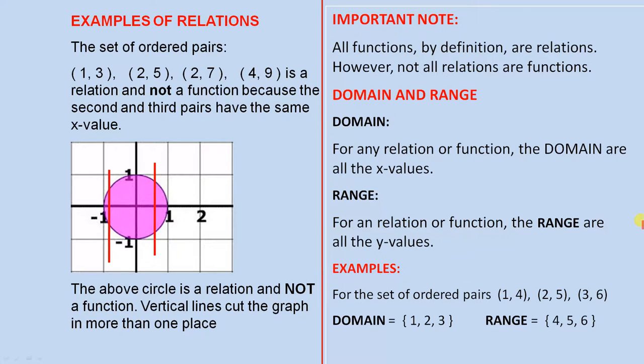Examples of relations. Now look at this set of ordered pairs: (1, 3), (2, 5), (2, 7) and (4, 9). It is a relation and not a function because the second and third pairs have the same x value. See here the x value of 2 and the x value of 2, they have different y values attached to them, and that's why it's a relation. The above circle is a relation and not a function. Vertical lines cut the graph in more than one place.